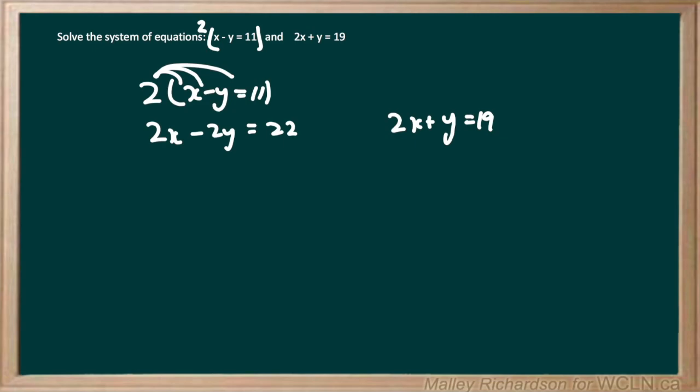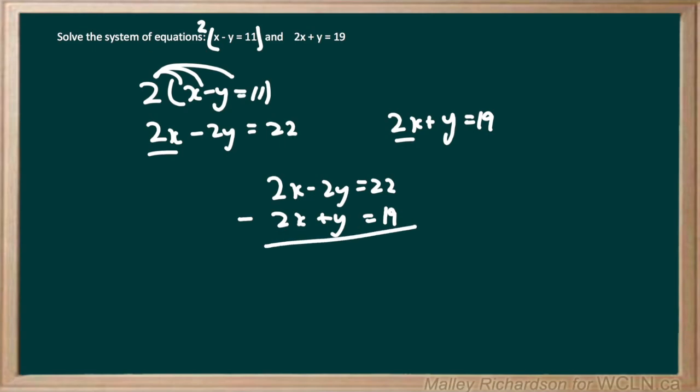And now, because our x coefficients are the same, we want to subtract these two equations. So we'll have 2x minus 2y equals 22 minus 2x plus y equals 19. Subtracting these two, we have 2x minus 2x to give us 0, -2y minus y to give us -3y, and then 22 minus 19 to give us +3.